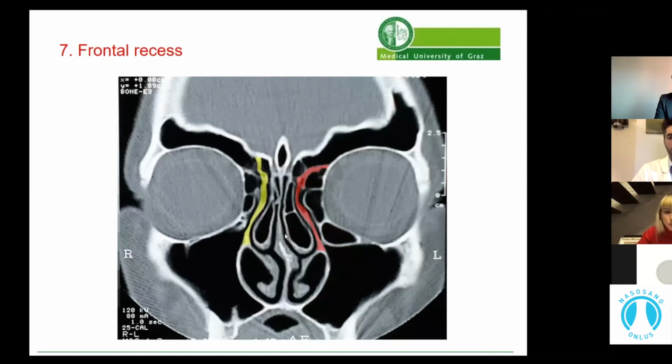Throughout the recess, we talked about the attachment of the uncinate process, and also be aware that this can be asymmetrical, so the way up in one and the same patient can be different during your surgical procedure, on the left and on the right side.